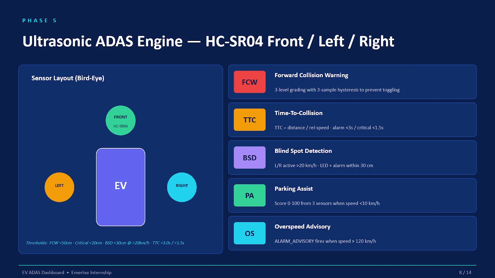The first feature is forward collision warning. If the front obstacle is closer than 50 centimeters, the system generates a warning, and if the distance is less than 20 centimeters, an alarm is generated with higher priority. The second feature is time to collision, and the third feature is blind spot detection.